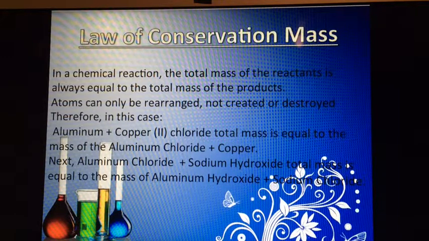Therefore, in this case, aluminum plus copper-2 chloride, the first equation we dealt with, the total mass has to be equal to the mass of the aluminum chloride plus copper after. And in the equation we just dealt with, the total mass of aluminum chloride plus sodium hydroxide is equal to the mass of aluminum hydroxide plus sodium chloride. So remember when we drew the coefficients, the numbers had to be balanced. And that relates to the law of conservation of mass, which, remember, states the total mass of reactants is always equal to the total mass of the products.